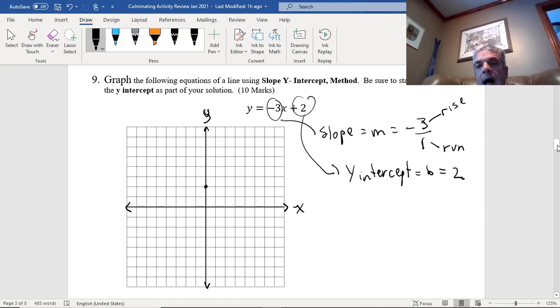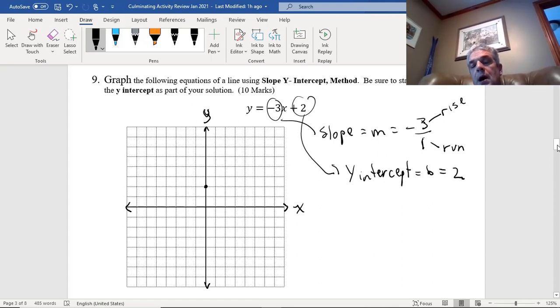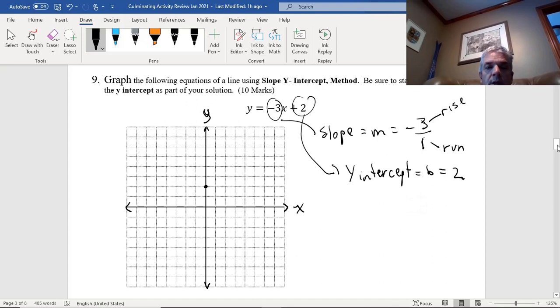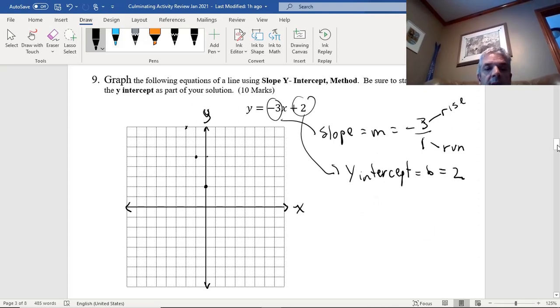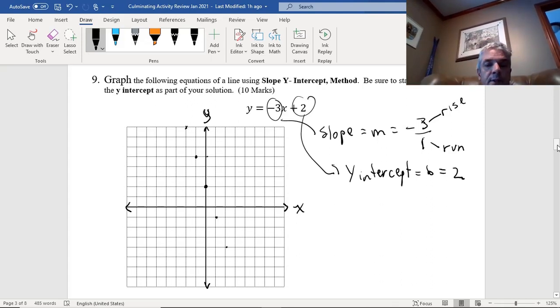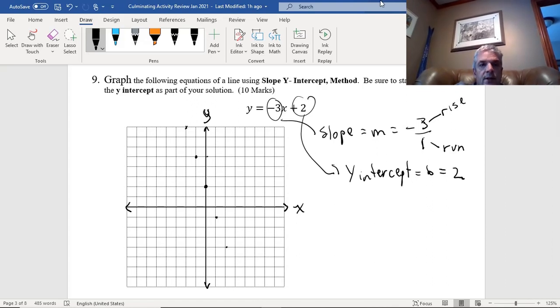And remember, my sign tells me which way I turn. Positive, I turn to the right. Negative, I turn to the left. So in this case, I'm going to go 1, 2, 3, and I'm going to make a left turn and go 1 unit. There's a point. Then I'm going to go 1, 2, 3, and then make a left turn, and I can plot another point. Now, I have already 3 points. I can go down 3, and I can see the pattern clearly that I'm going to go 1, 2, 3 more, and down this way. I'm turning right as I go down because I have to keep that line going up to the left. And then when I'm all done, I can draw my line.